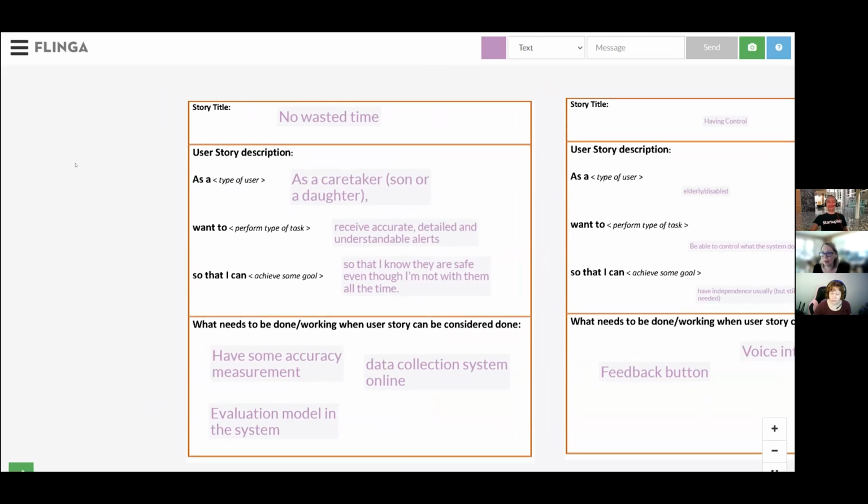So the idea behind the user story is that if I'm the caretaker, son or daughter of the person that I am monitoring using this app, I want to make sure that the alerts that I receive are accurate, detailed, and understandable, so that I know exactly what is happening, so that I know that they're safe, even though I'm not with them all the time, but also so that I can evaluate the seriousness and determine what I need to do as a user. Do I need to run now to the hospital? Do I just need to call this person, or do I need to tell maybe the place where she or he is living? But that's the idea, to have enough information so that I can make a decision on what the next step is.